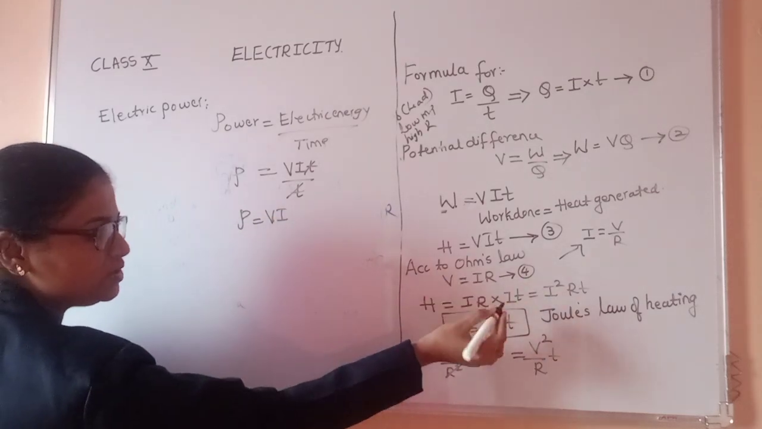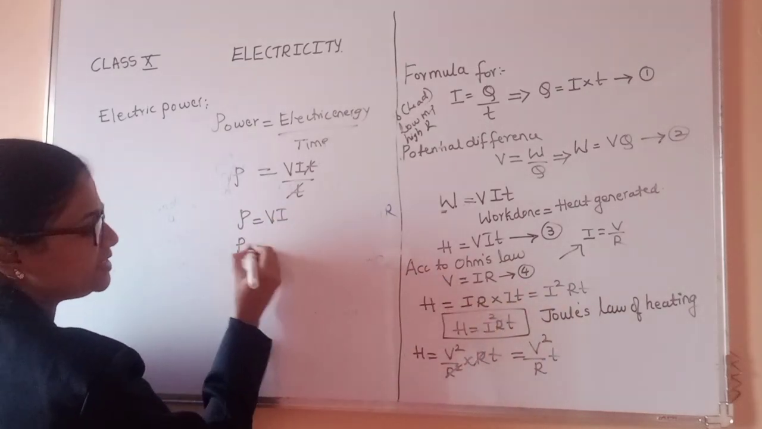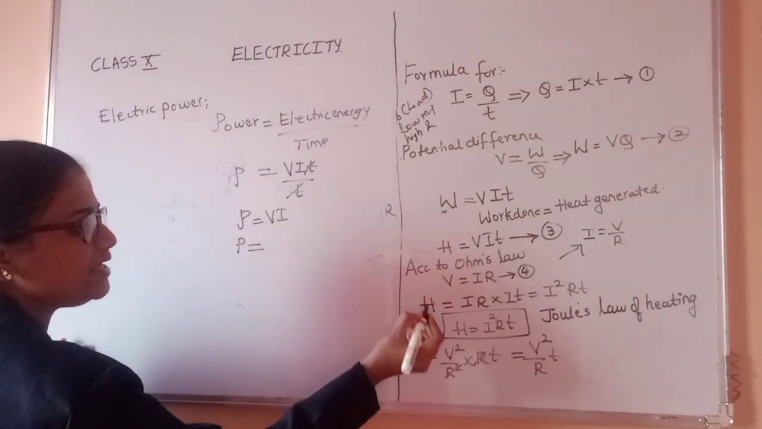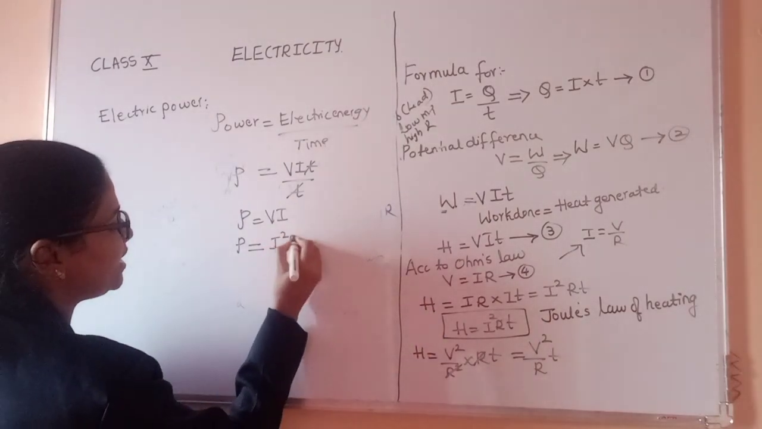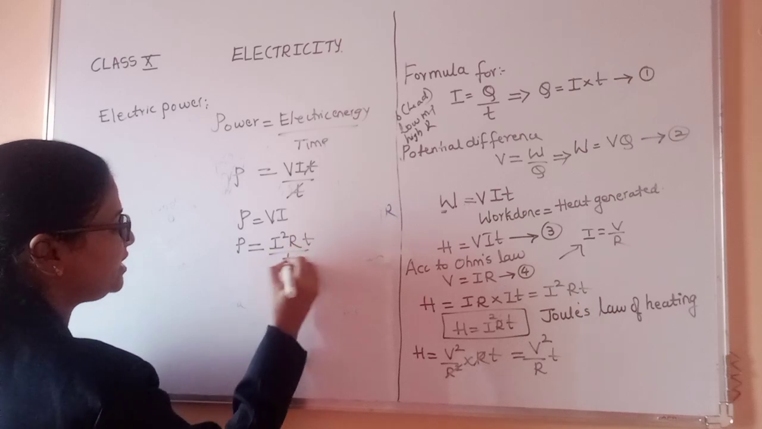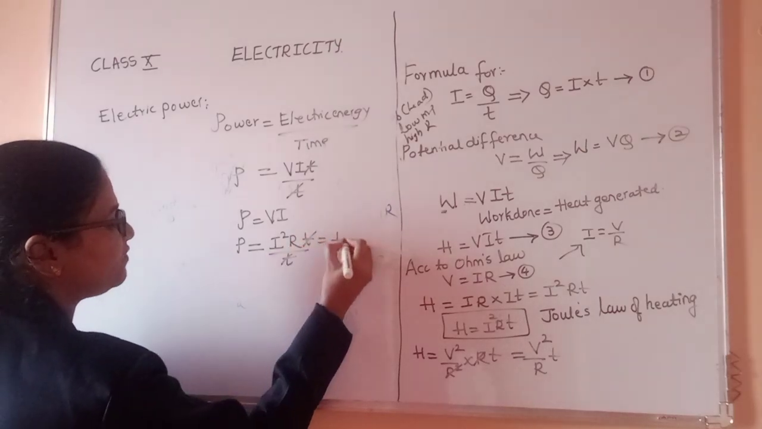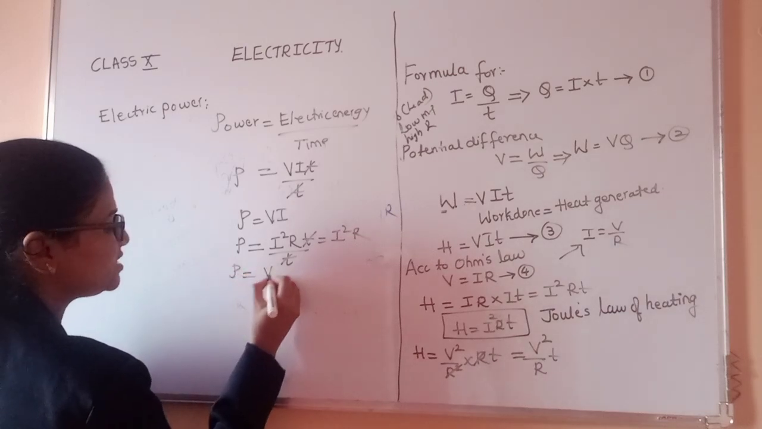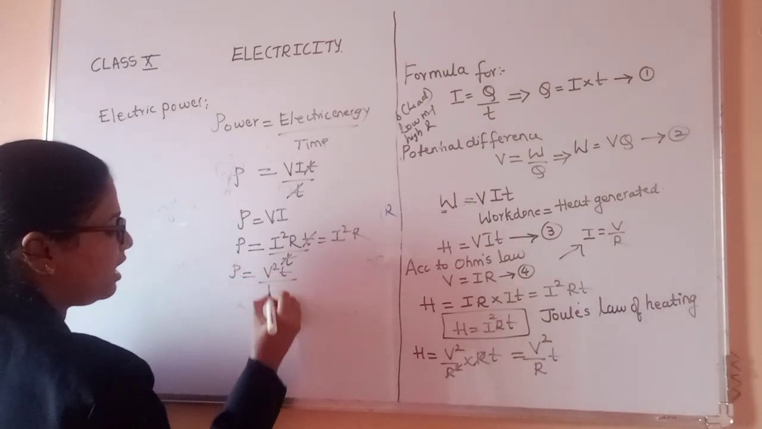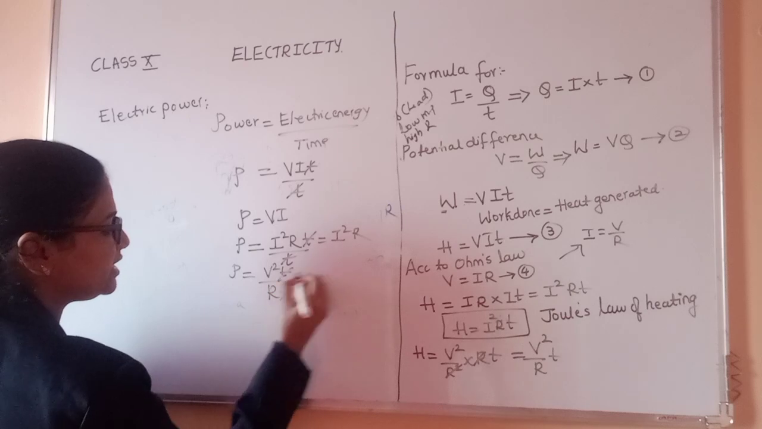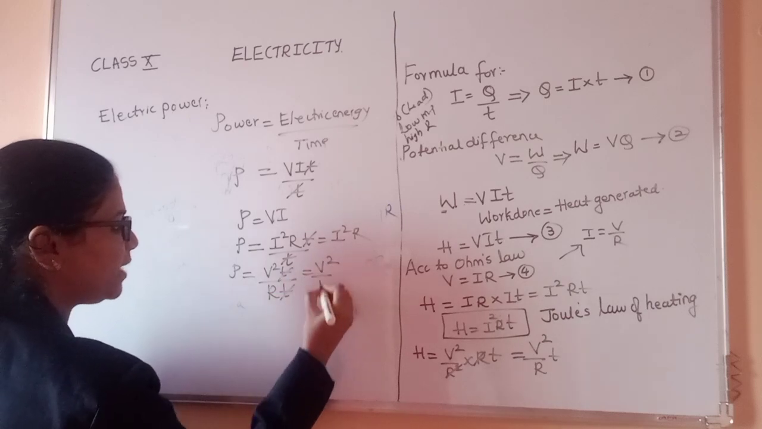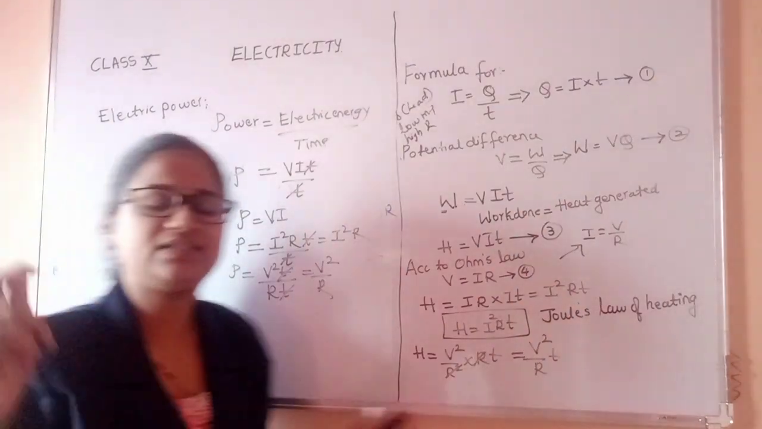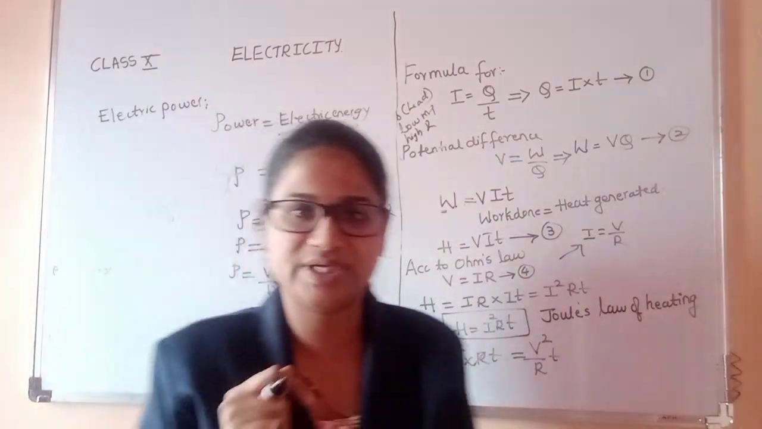Suppose if you substitute here, P is equal to I squared Rt divided by t. So it will become I squared R. Or P is equal to V squared t by R into t, t gets cancelled, and we can write V squared by R. So the electric power is nothing but the electrical energy per unit time.